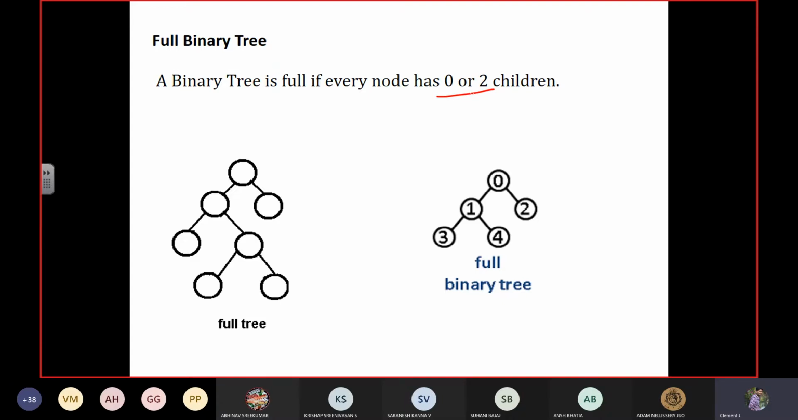So what should it not have? Can you try to say the difference between binary and full binary? What should it not have? Very good, super. So the correct answer is, if it is a full binary tree, it should not have one child. If I have one extra node, then certainly I should not call this a full binary tree, because the condition is it can have zero children or two children.